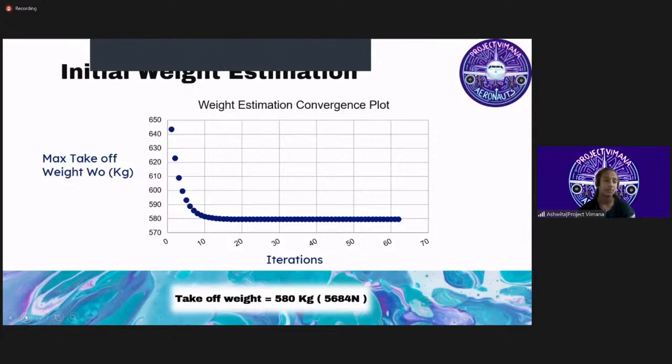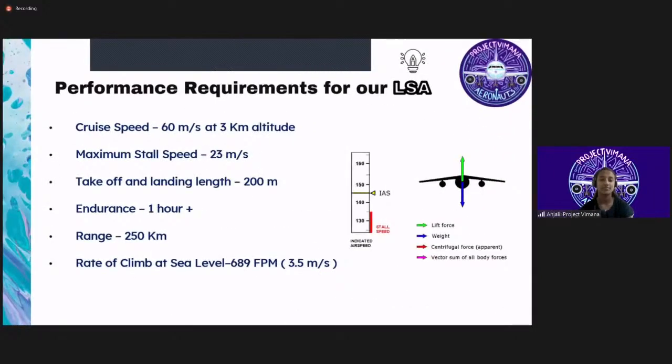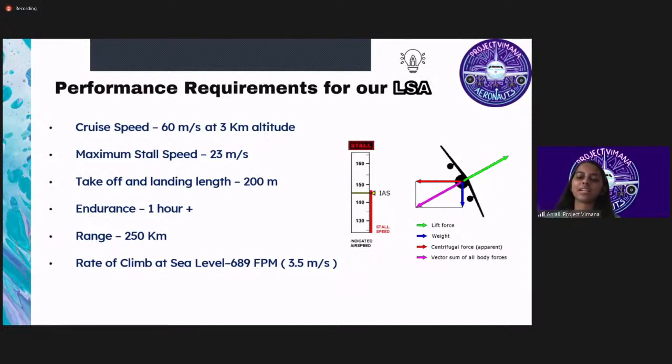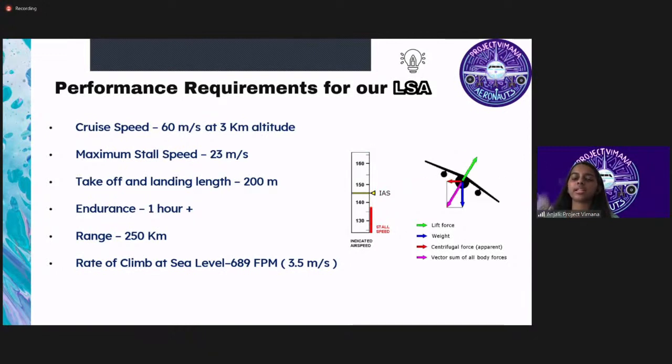Over to Anjali. Hi, I'm Anjali and I'll be talking about the performance requirements for our LSA. We decided on some basic performance requirements by looking at those of other light sports aircrafts and by figuring out what we wanted our plane to be used for. We went with a cruise speed of 60 meters per second at a 3-kilometer altitude with an endurance of over an hour. We decided on takeoff and landing distances of 200 meters as we wanted our plane to be used for tourism and it shouldn't require too much space.